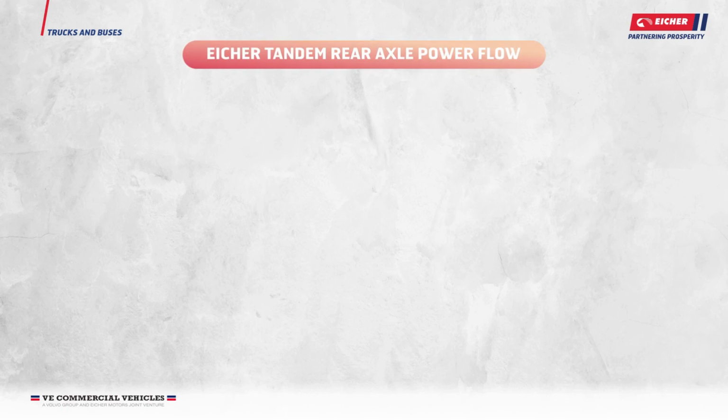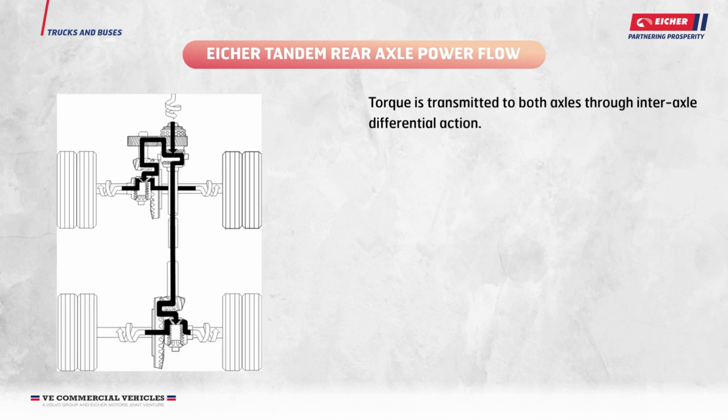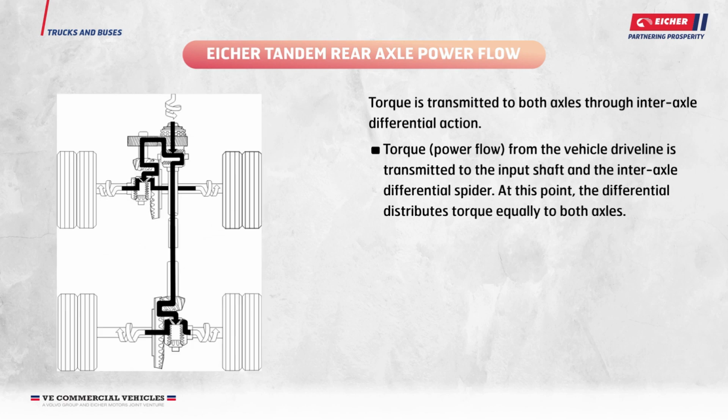Eicher tandem rear axle power flow. Torque is transmitted to both axles through inter-axle differential action. Torque, or the power flow, from the vehicle drive line is transmitted to the input shaft and the inter-axle differential spider. At this point, the differential distributes torque equally to both axles.